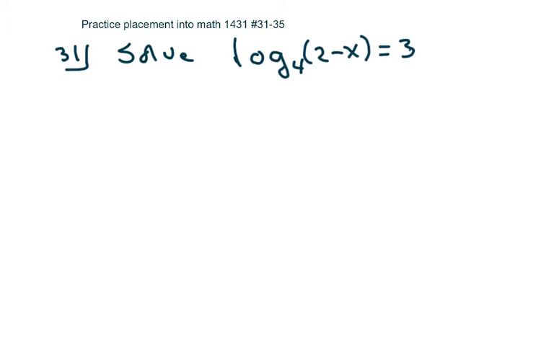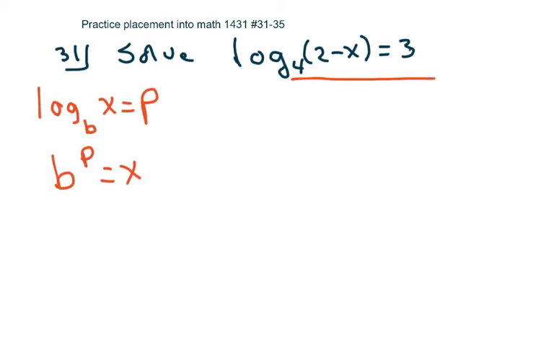We're almost done. This is 31 through 35, and the first two problems are solving log equations, or natural log equations. So basically what I'm going to use for this one is the fact that log base of some number equals the power can be rewritten as the base to some power equals x, and I'm going to solve from there.